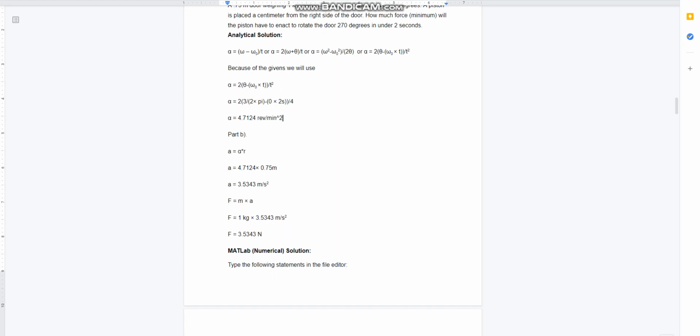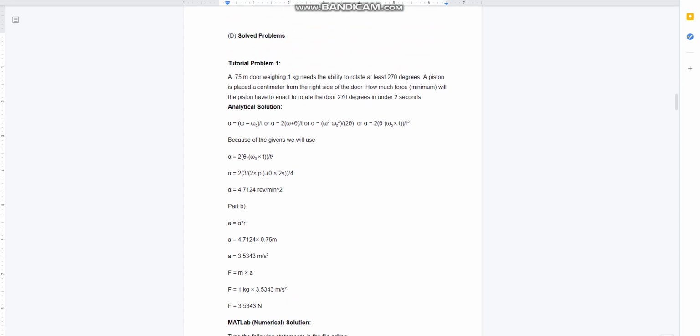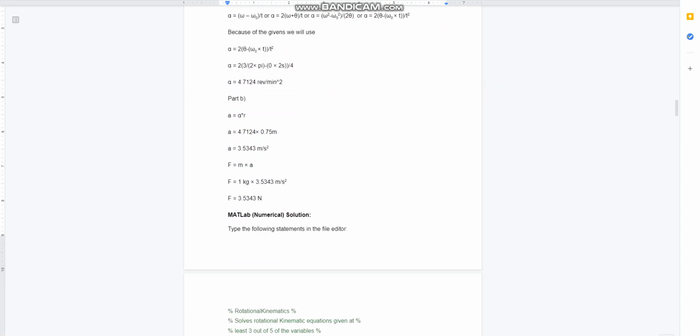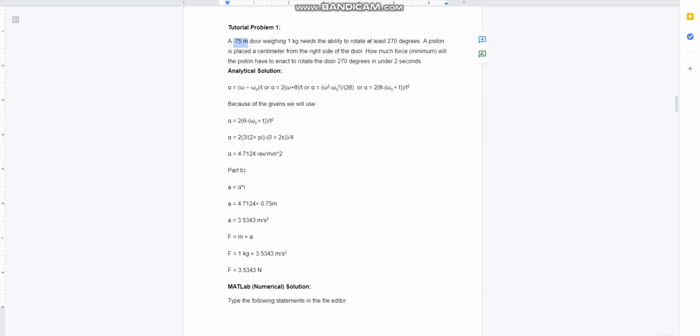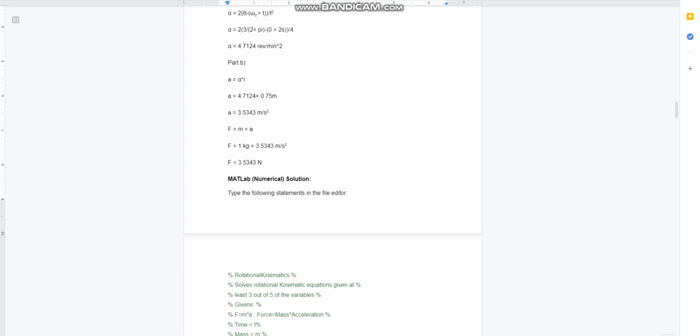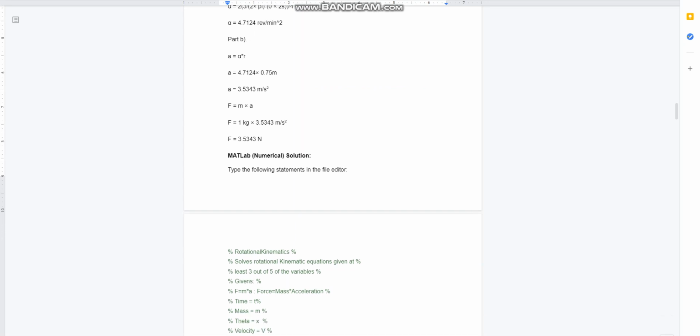Then if we go into part B, to find regular acceleration, we have to do angular acceleration times the radius. The radius here would be 0.75 meters. If you multiply those together, you get the normal acceleration, which is 3.5343 meters per second squared. And force is mass times acceleration. The door weighs 1 kilogram, and you multiply those two numbers together to get 3.543 newtons.